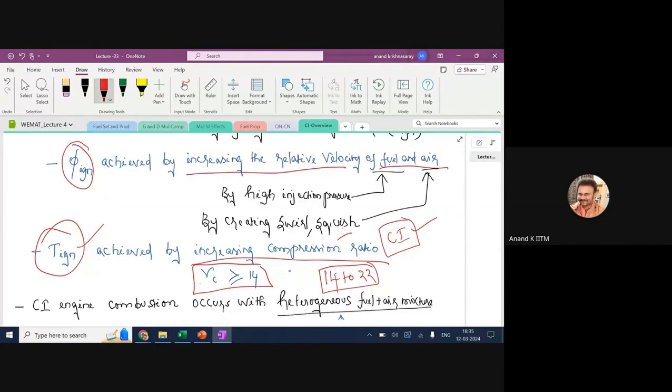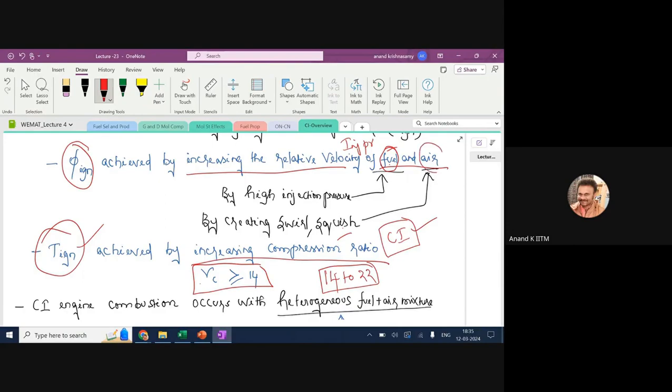I use the word relative velocity of fuel and air because here fuel is moving at some velocity. What will decide the fuel velocity? The injection pressure, sir. Exactly. And density of fuel. Injection pressure and density of fuel, because density affects the inertia. So injection pressure is a primary parameter that affects the velocity of the fuel.